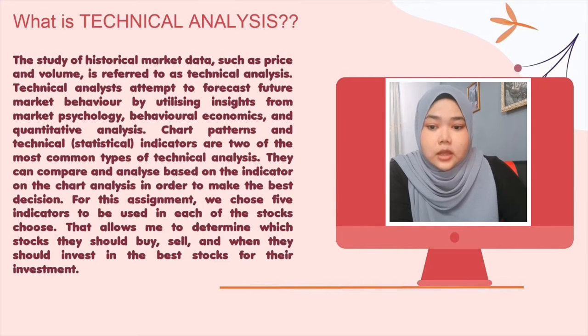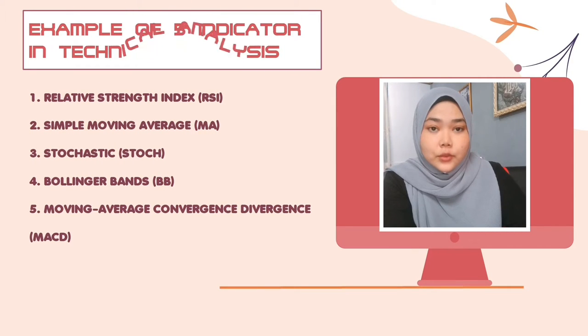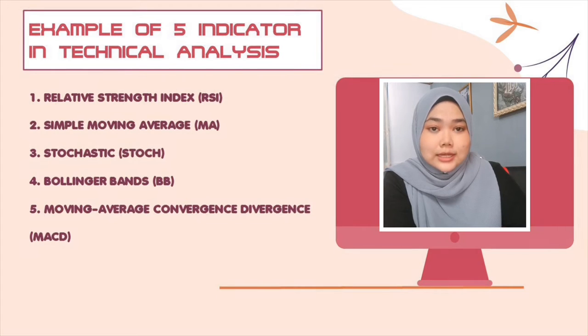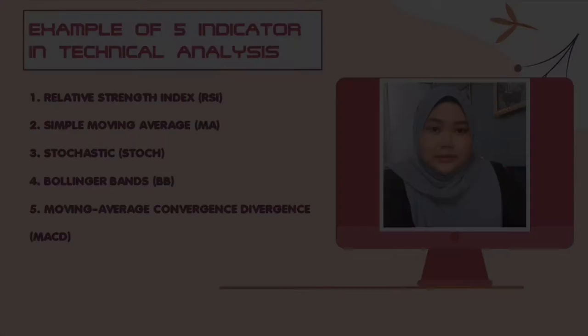For this assignment, we decided to choose 5 indicators to be used in each of the stocks chosen that allow us to determine which stock they should buy, sell, and when they should invest in the best stock for their investment. There are 5 indicators that our group decided to choose in our technical analysis report. The first one is relative strength index, RSI, the second one is stochastic, the third one is SMA, simple moving average, the fourth one is Bollinger Band, and the last one is moving average convergence divergence, MACD.